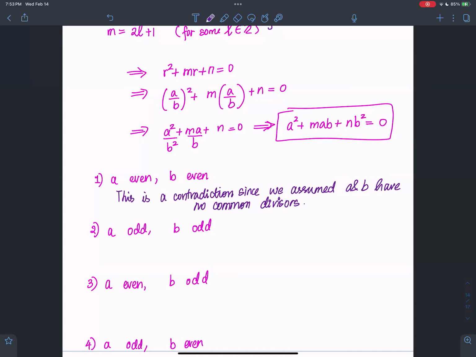Numerator and denominator are both even, because if they're both even, it's not in lowest terms. Exactly as you said. So that's why it's a contradiction.